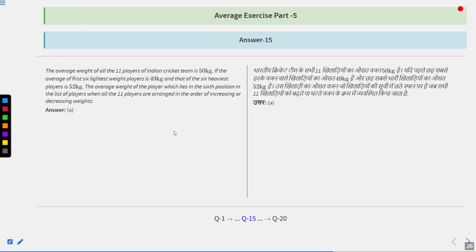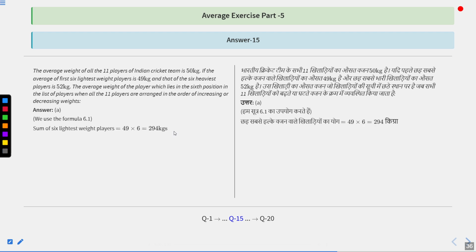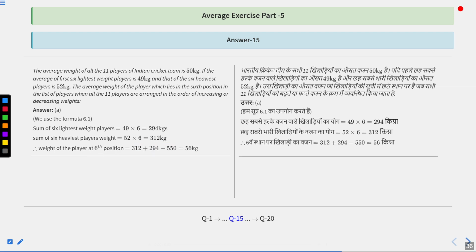Now time's up. Let's see the solution. Now we are going to use formula 6.1. So the sum of the 6 lightest players will become 49 into 6, which is 294. Next, the sum of the 6 heaviest players, it is given 52 multiplied by 6, which becomes 312. So what will be the weight of the 6th position? It will be 312 plus 294 minus the total, 11 into 50 kg, which becomes 550. So when we subtract it, we get the 6th position person's weight. Clear? Which is 56 kg. So A is the correct answer. Next one.